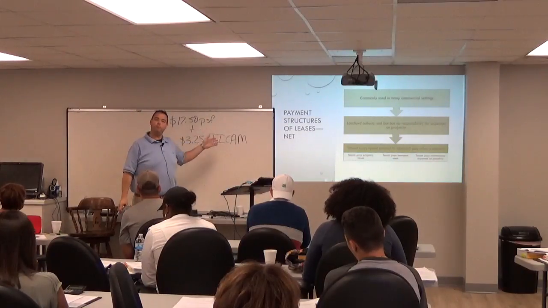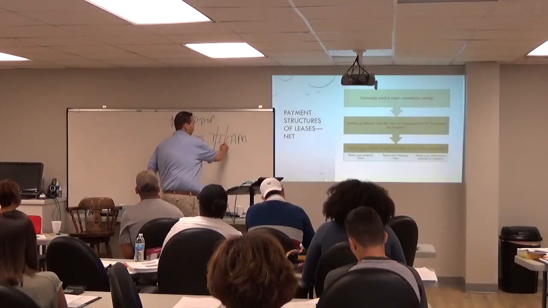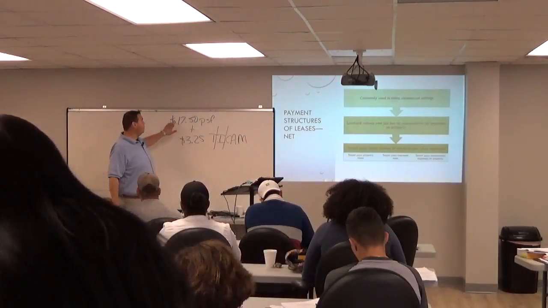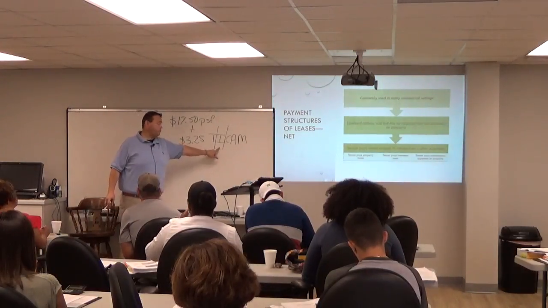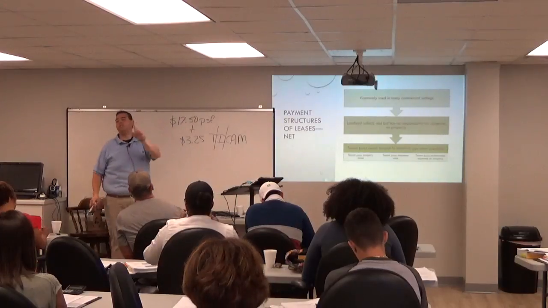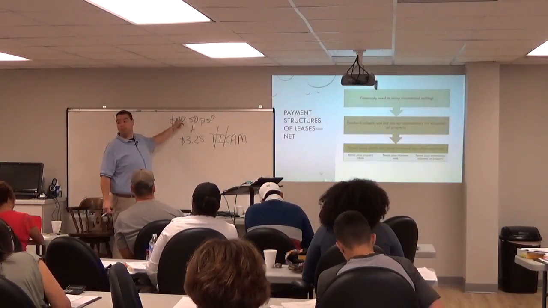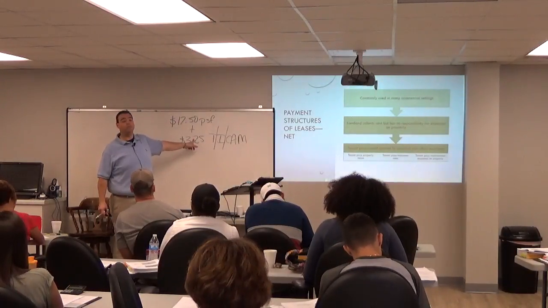So this is a triple net lease because we're giving the tenant three separate expenses that would normally be the landlord's. The tenant, in addition to paying their rent, is also going to pay taxes, insurance, and common area maintenance. Here's what's interesting about these two numbers. This one is the rent. This is what's getting paid to the landlord. This is simply an estimate for the tenant's benefit.